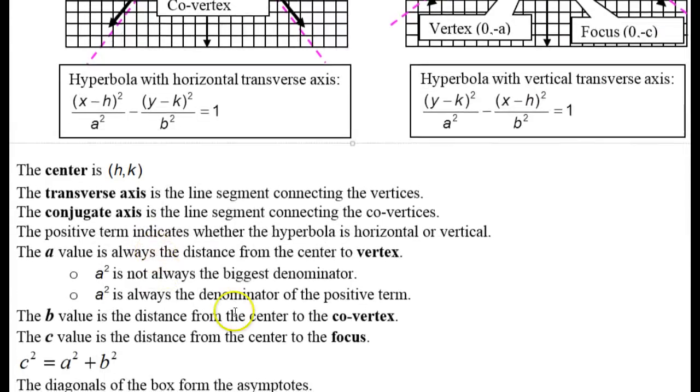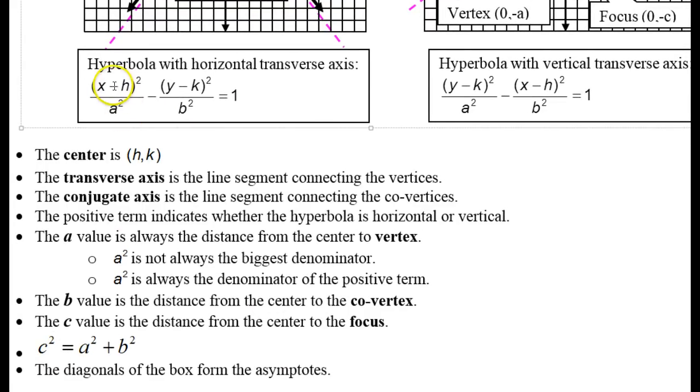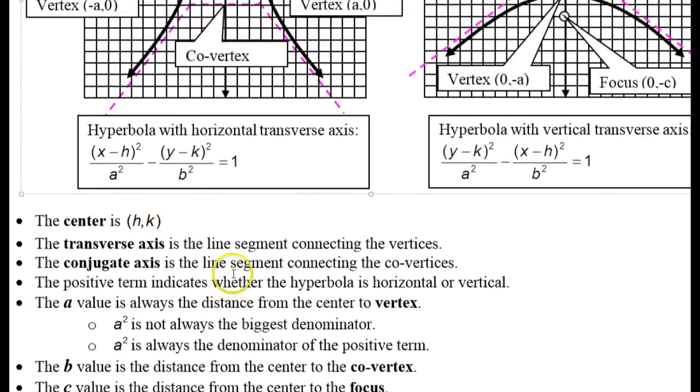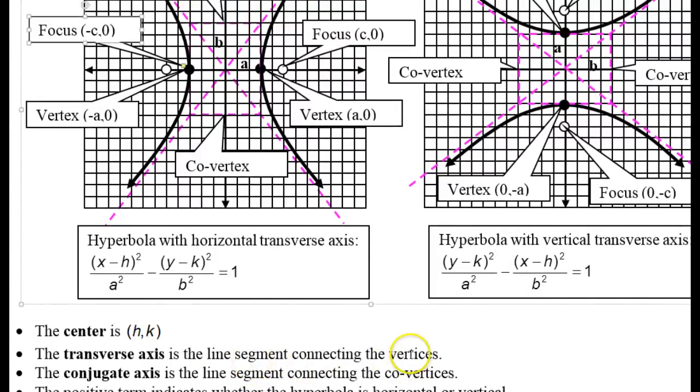Here's some additional vocabulary. The center is going to work the same as it did for ellipses. The center is still the opposite of this and the opposite of this, h comma k. There's something called the transverse axis, which is the segment connecting the two vertices. So let me just highlight that real quick.